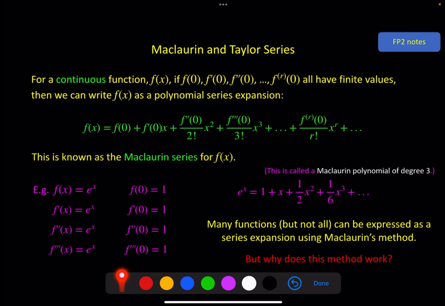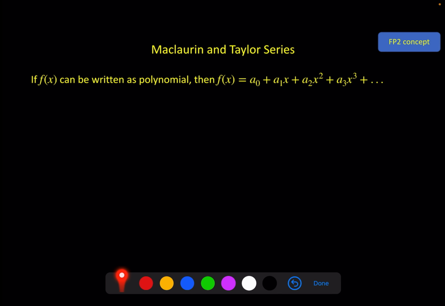But why does it work? Before we go into the examples, I just want to show you why it works. So we've already said that this method won't always work. It won't work for every function, but we're only looking at the ones for which it will.